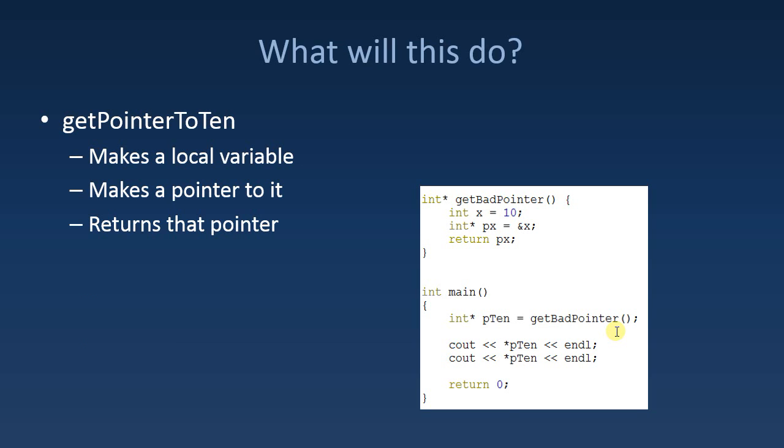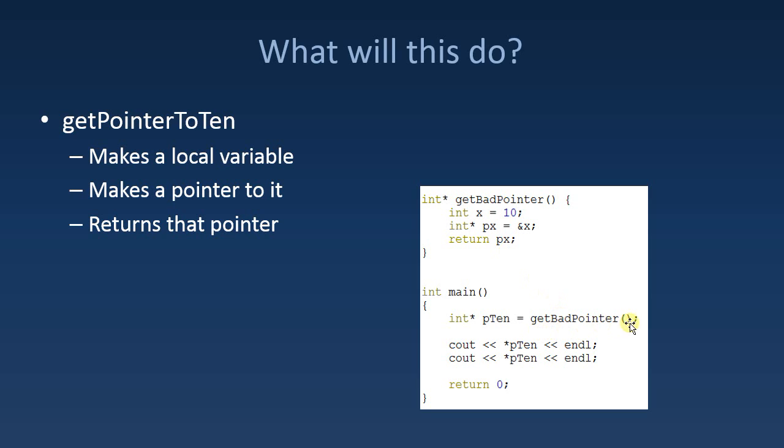So with that in mind, we're going to run a piece of code. I've got this function, getBadPointer. It makes a local variable x that's set to 10, makes a pointer to x called px that stores the address of x. Its type is a pointer to an integer, and it returns that pointer.